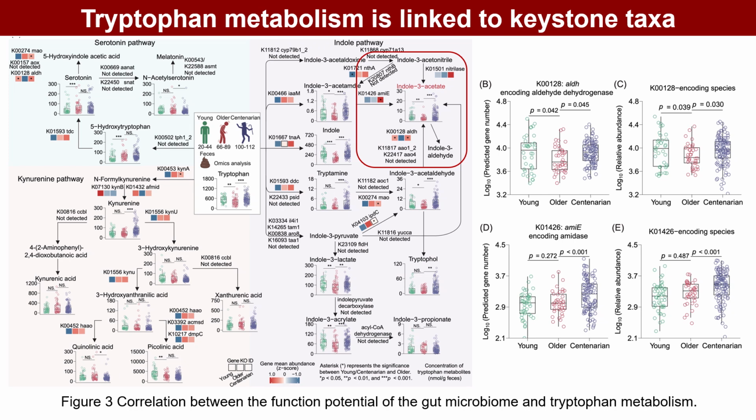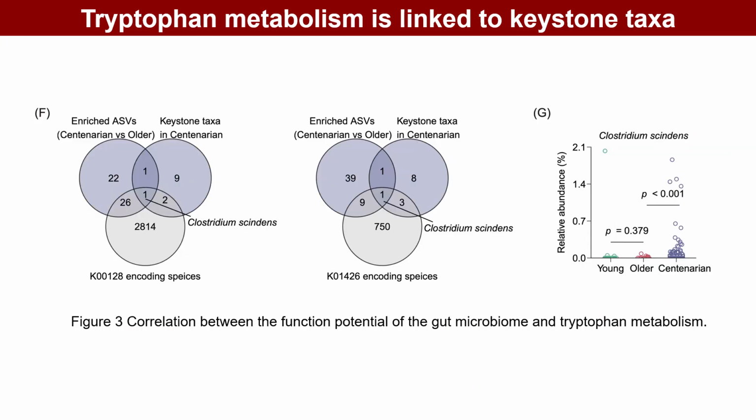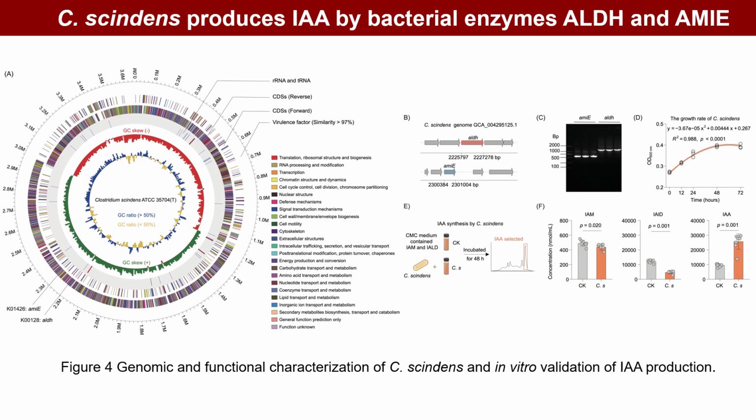Bacterial species with K00128 ALDH and K01426 AMI were also predicted to be enriched in centenarians. The genes encoding K00128 ALDH and K01426 AMI catalyze the biosynthesis steps for IAA, suggesting a possible correlation between Clostridium scindens and IAA production. Further analysis and experiments found that the keystone taxon C. scindens in centenarians produces IAA from its substrates by bacterial ALDH and AMI.